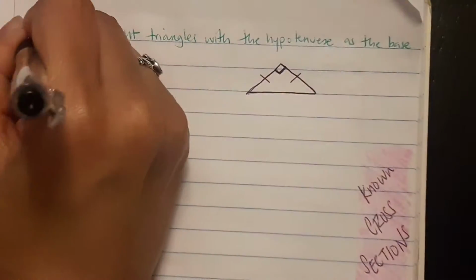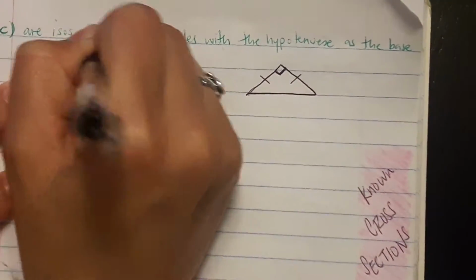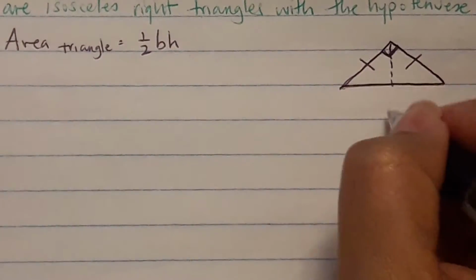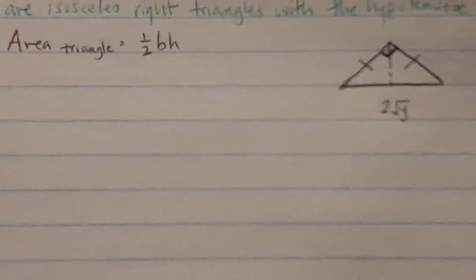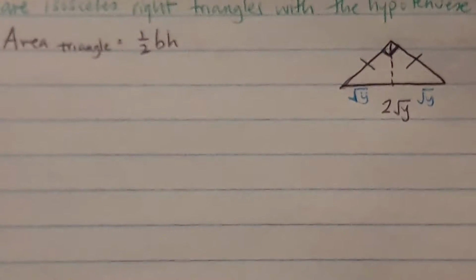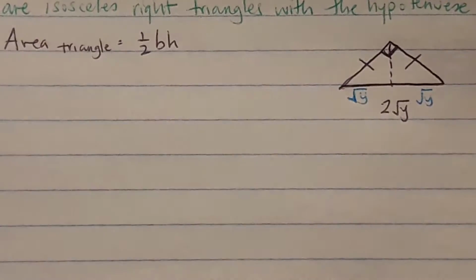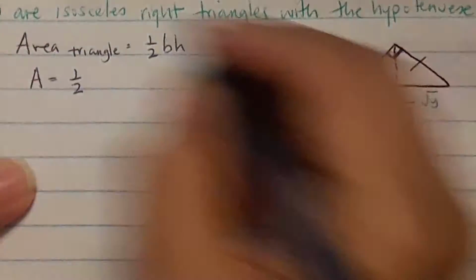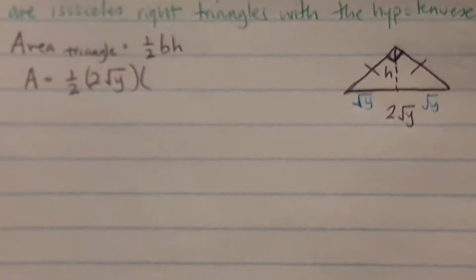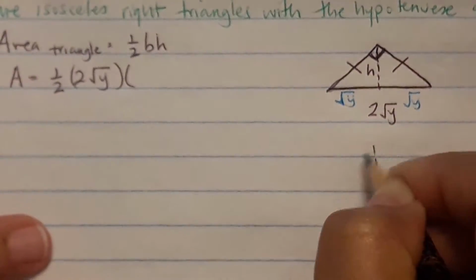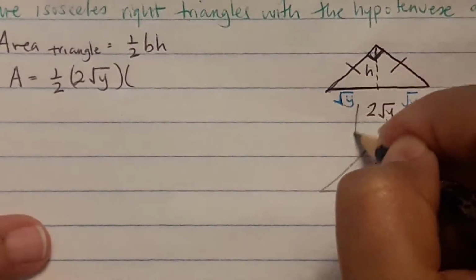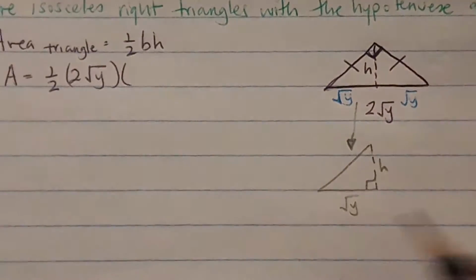Alright, so what do I know about triangles? Area of a triangle is a half times the base times the height, right? So the base of this is again 2 radical y, and I don't know the height. I know each of these pieces is going to be radical y, so I know that the area of this is going to be a half, and the base is 2 radical y, and I basically have to figure out what this height is. Okay, so let's see. What I'm going to do is I'm going to split this triangle in half. So I'm going to make another right-hand triangle with radical y, the height, and I'm trying to see if I'm going to be able to figure out what this height is.